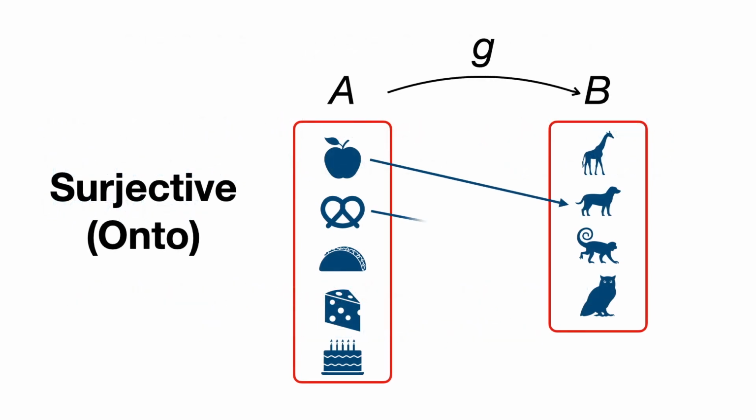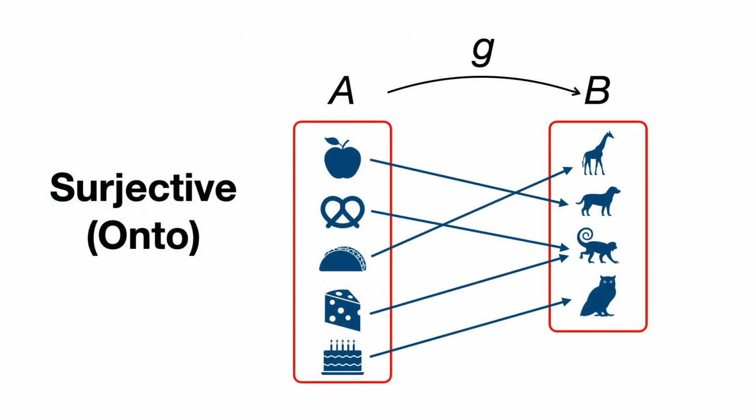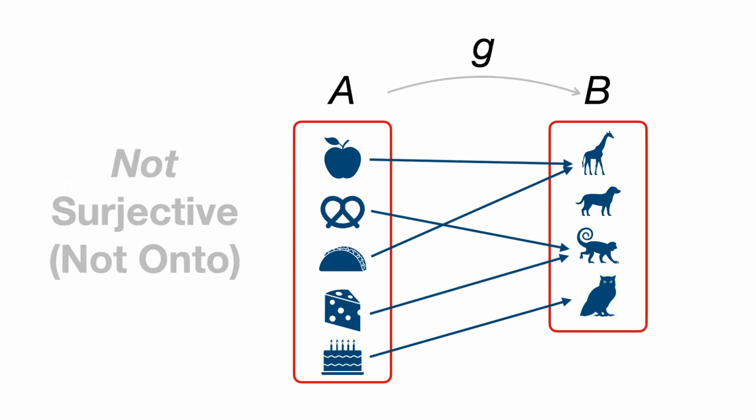Here's an example of a surjective function g from the set A to the set B. Indeed, if we march through the elements of the codomain, each element has a corresponding element in the domain that maps to it. Consider the giraffe. The taco maps to the giraffe. If we look at the dog, the apple maps to the dog. If we look at the monkey, there happens to be 2 elements, the pretzel and the cheese, both of which map to the monkey. And if we look at the owl, the birthday cake maps to the owl. So this function is surjective.